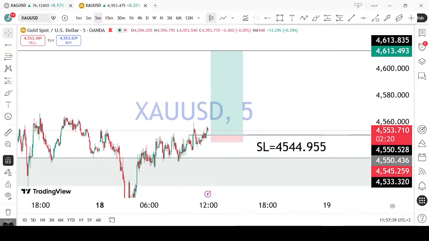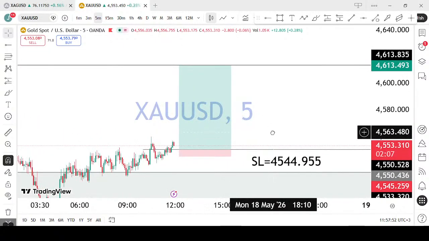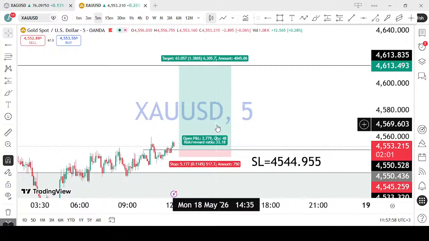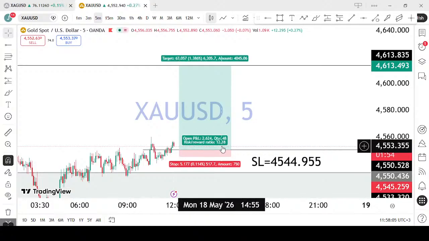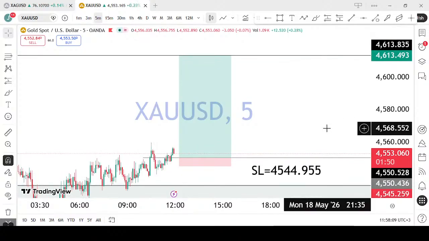If you are joining right now, this is gold live trading, and we are still waiting for the market to reach our entry so we can take a buy. Keep waiting for the market to return to this position so we can look for a buy. We thought that the market was going to return, so we are waiting, and there we take our buy with confirmation.